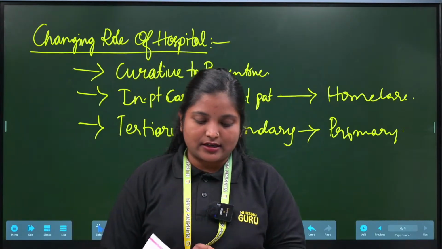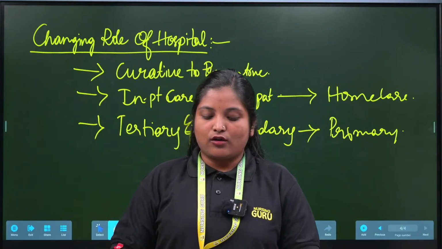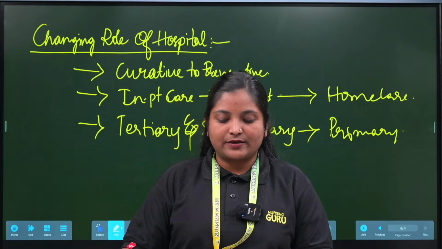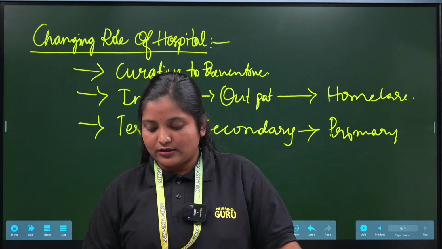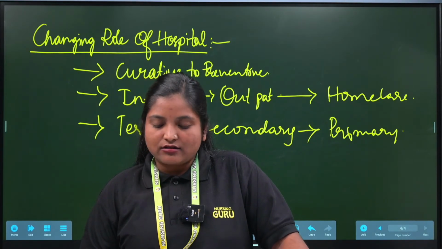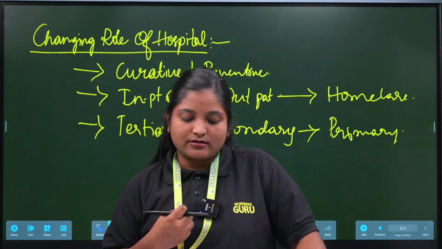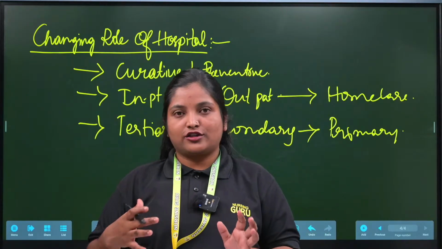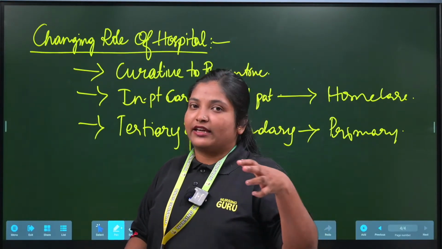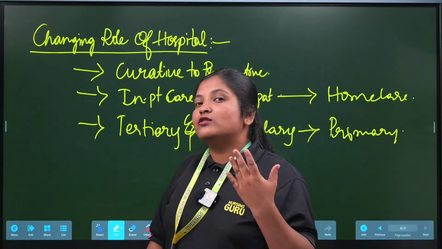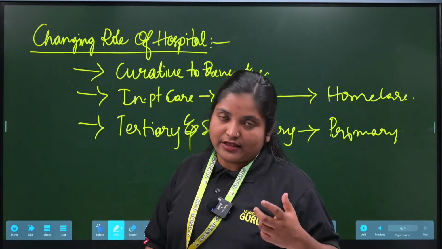The next one is the functions of the hospital. Primarily, the function of the hospital is to provide medical care to the community. The role of the present-day hospital is divided into two distinct areas: intramural and extramural. Intramural means within the walls, and extramural means outside the walls. Intramural covers the functions performed by the hospital's healthcare workers inside the hospital, and extramural covers the care and functions outside the hospital.